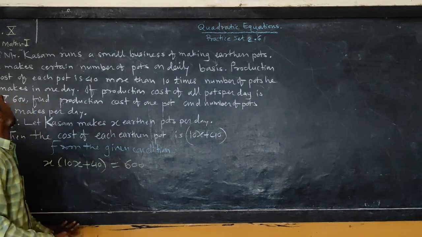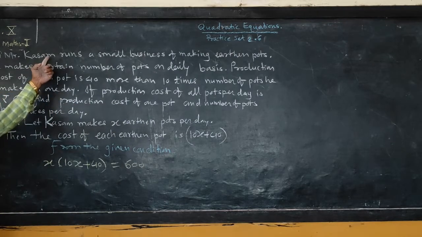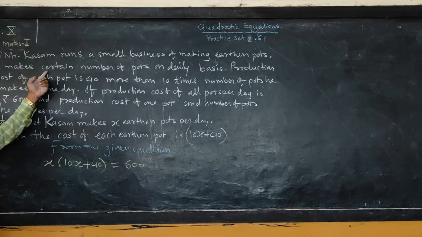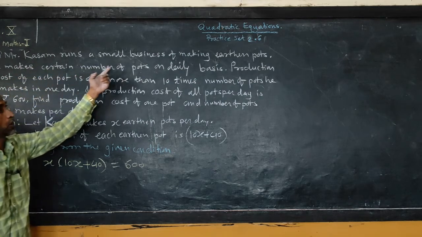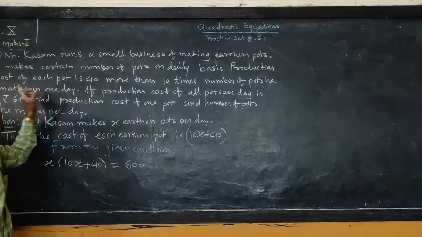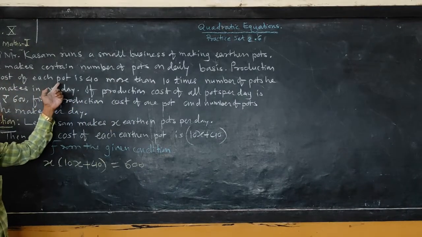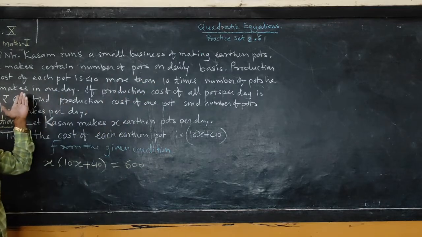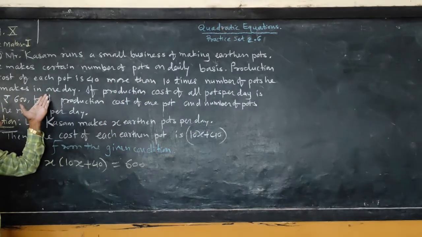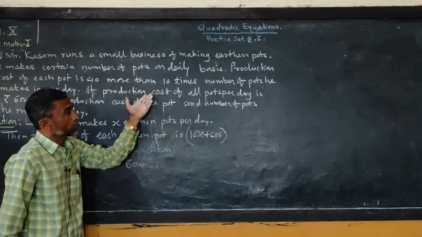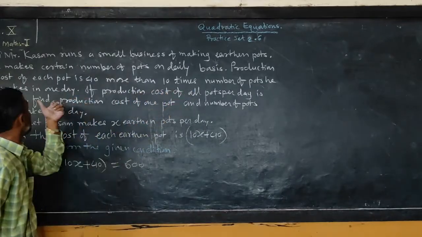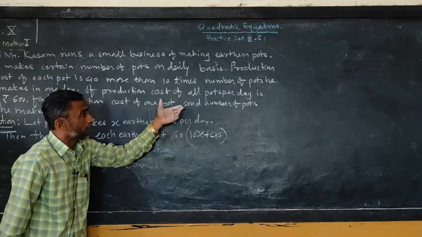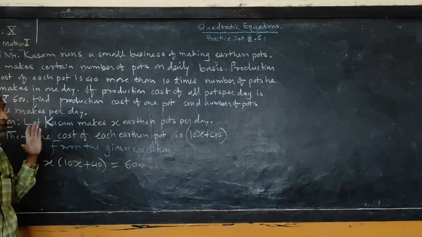Now, next question. Mr. Kasam runs a small business of making earthen pots. He makes certain number of pots on daily basis. Production cost of each pot is 40 more than 10 times the number of pots he makes in one day. If production cost of all pots per day is 600, find the production cost of one pot and number of pots he makes per day.